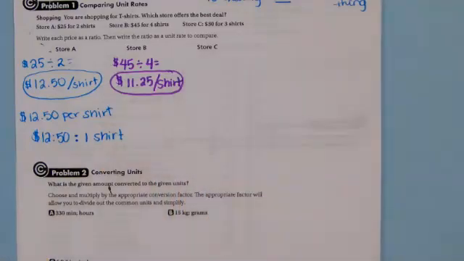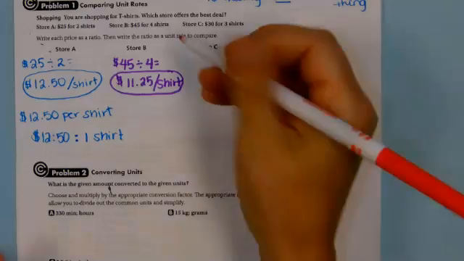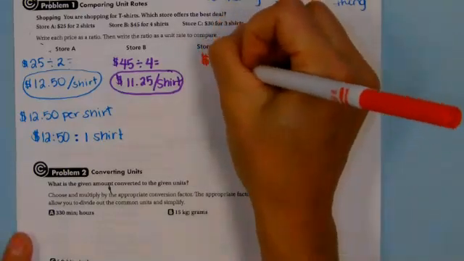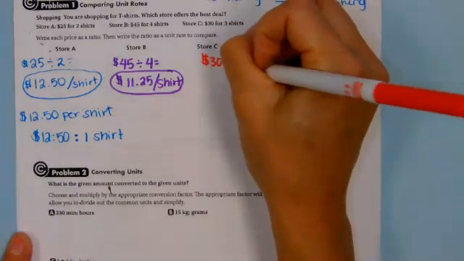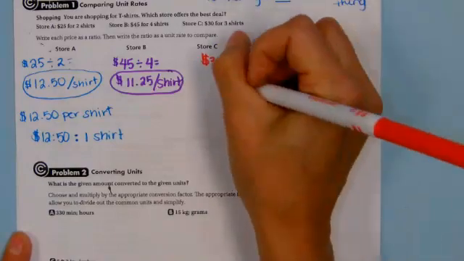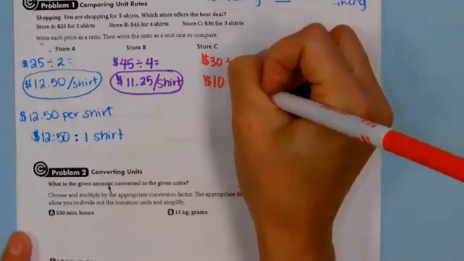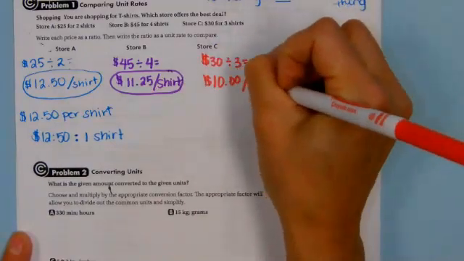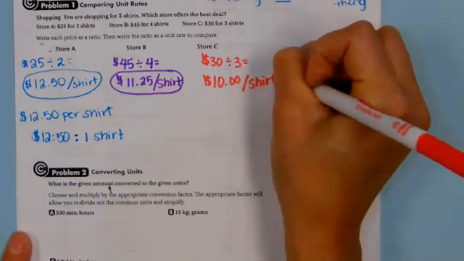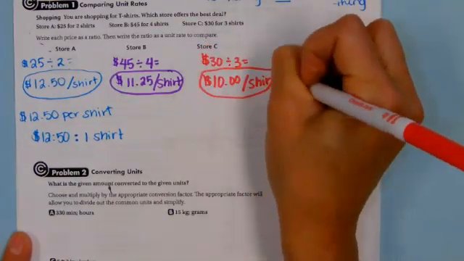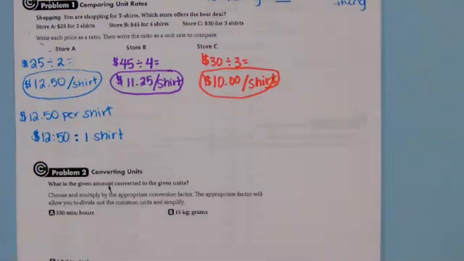So then store C is like, I'm in on this too, right? So this is $30. And this one's easy mental math for 3 shirts. How much per shirt? $10 per shirt. Okay, which store has the best deal? Store C has the best deal.